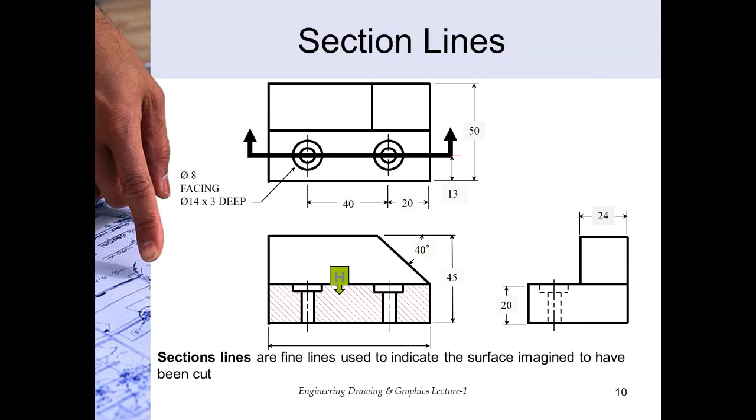So basically these are the section lines. यहाँ पे आपका कटिंग प्लेन है, वो आपको ये शो कर रहा है कि यहाँ से आपका प्लेन, यहाँ से आपका ऑब्जेक्ट कट हुआ है, तो these are the section lines. The section lines are the fine lines used to indicate the surface imagined to have been cut.